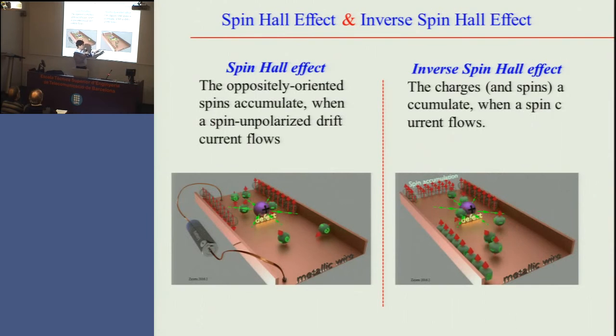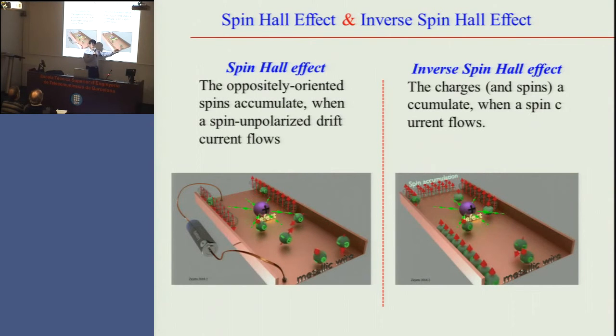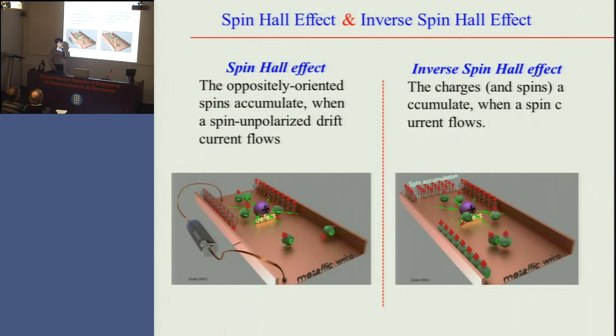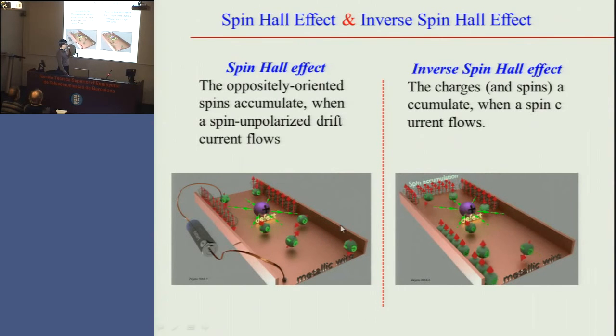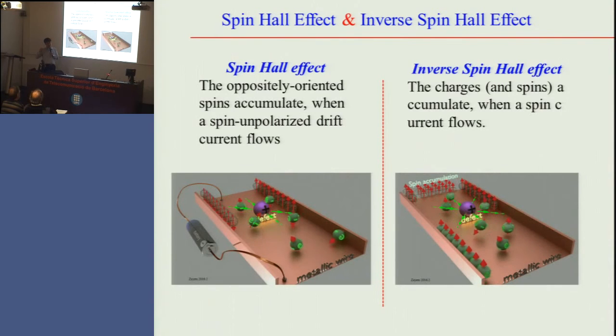Now, if you flow already spin-oriented electrons, then the electrons accumulate on only one side. Finally, what happens is you have a transverse voltage across the sample. So the inverse spin-Hall effect can be done simply by injecting a spin-polarized current into the channel, and then you can have a transverse voltage without an external magnetic field.